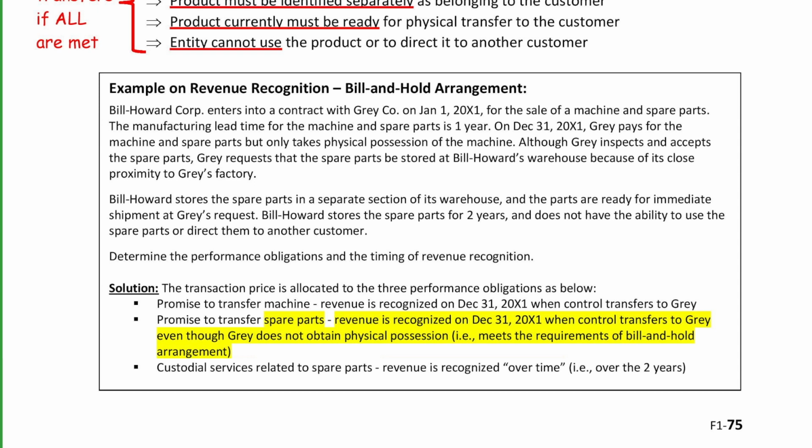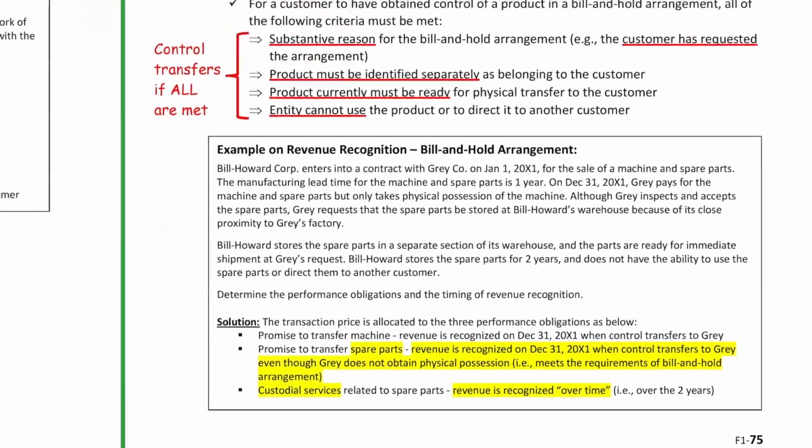The third performance obligation in this contract is custodial services related to the spare parts, where revenue is recognized over time, over the 2 years that Bill Howard agrees to hold on to the spare parts on behalf of Gray.